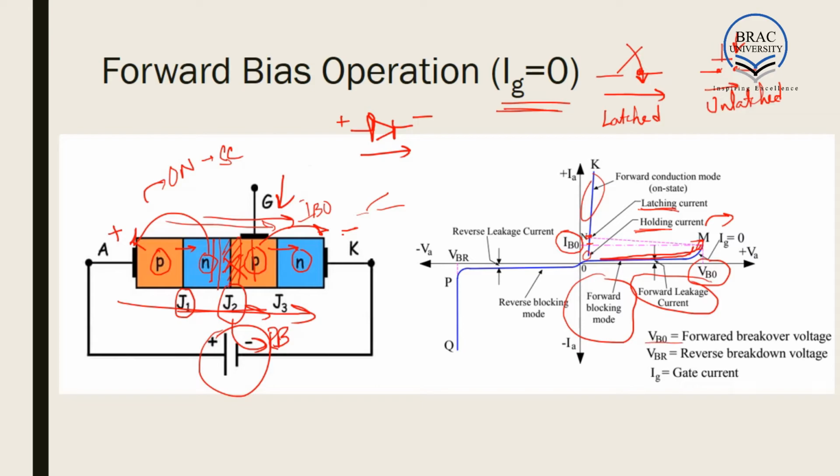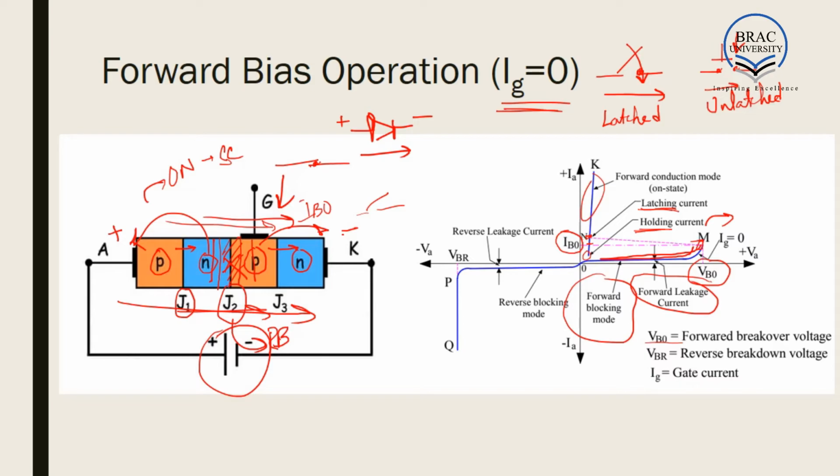The first is forward breakover voltage. That is the voltage above which the SCR goes into breakdown, and the SCR acts as a closed switch. Forward breakover current is the minimum amount of current flowing through the SCR which turns the SCR on, or which causes the breakover phenomena. Latching current is the minimum amount of current that is required to turn the SCR on and keep the SCR on.